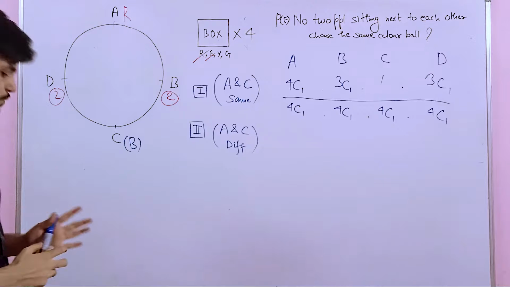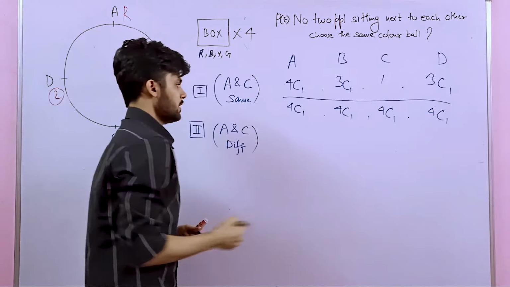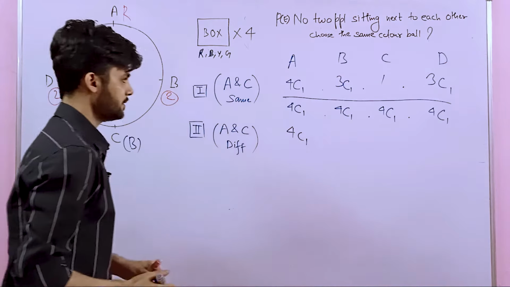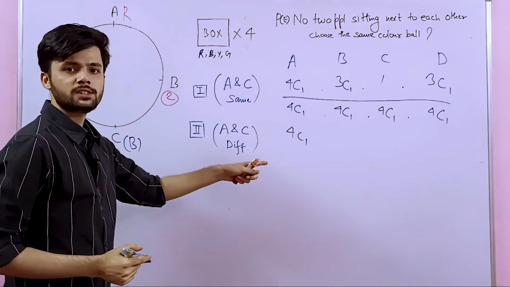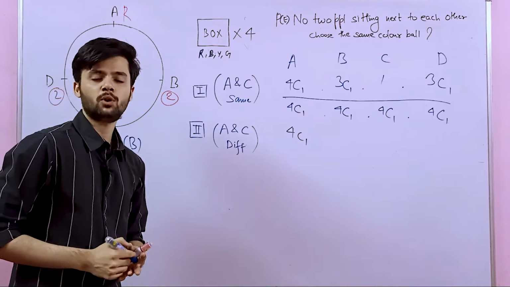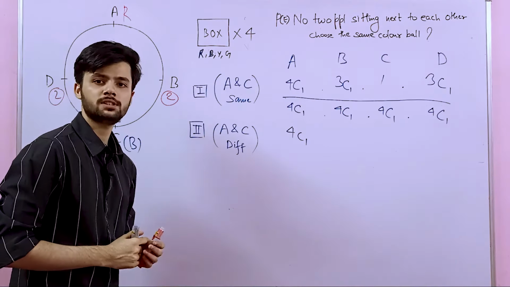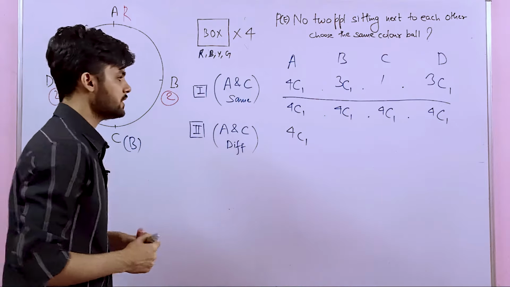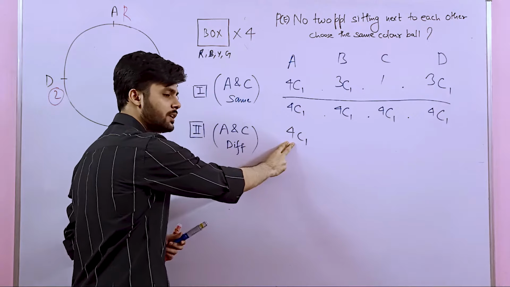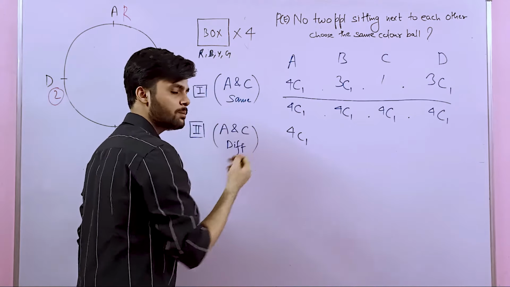In scenario 2, now let us come here. Now in how many ways can A select a ball? The answer is 4C1, right? One ball is already selected by A, right? C has to select a different ball. Means how many options does C have now? C has 3 options now, right? A has already selected a ball. C has now only 3 options left.